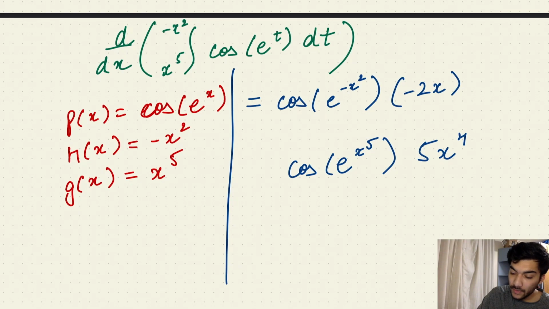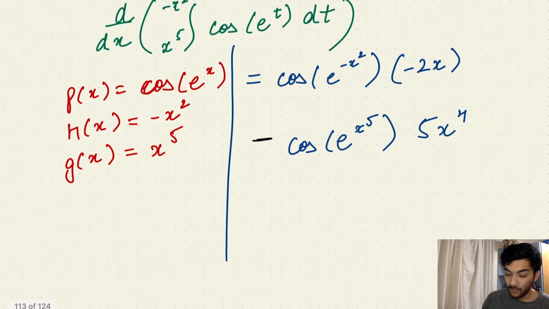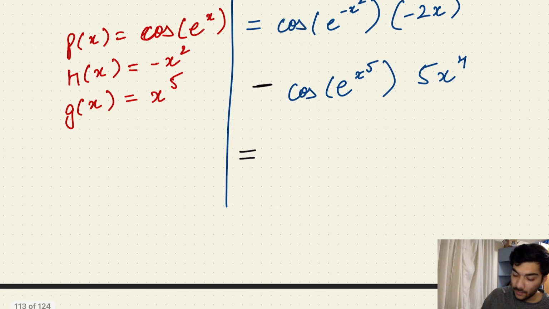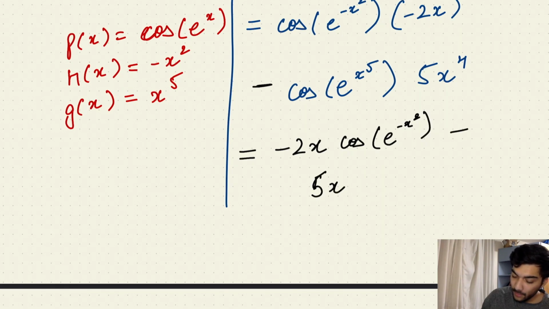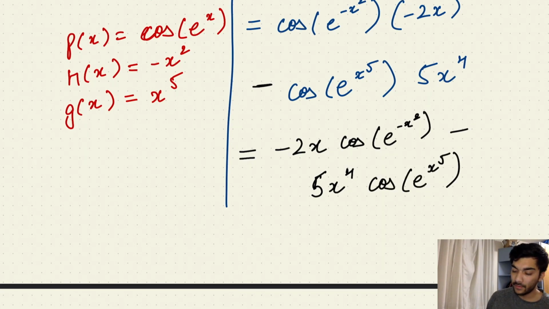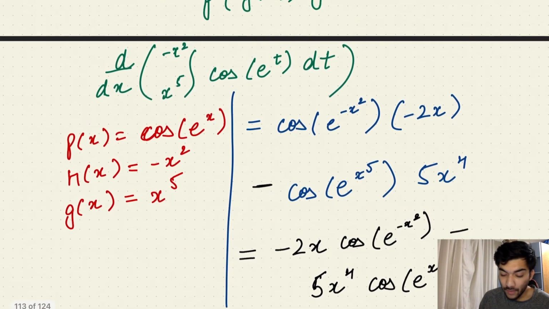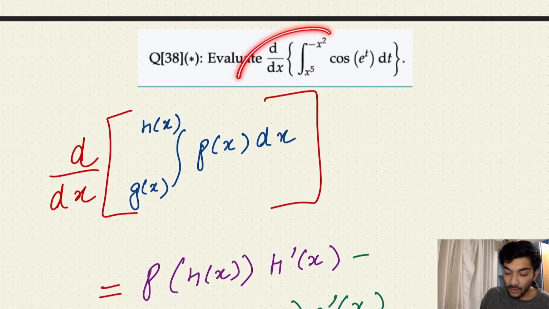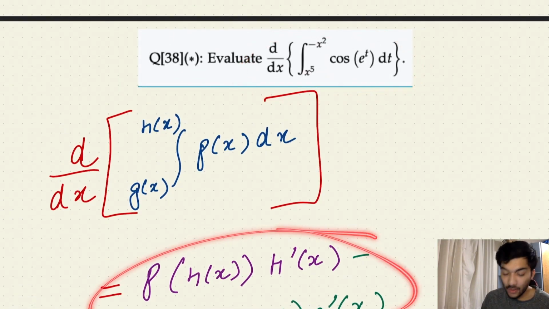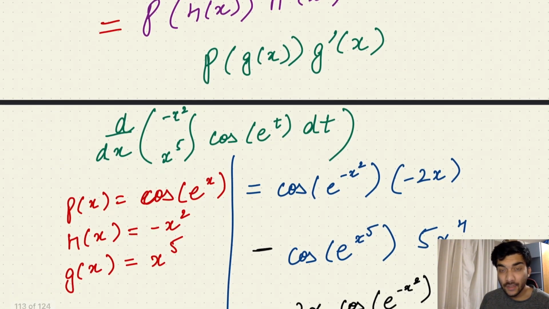And now since we have both of these expressions, in order to calculate the final answer, we will subtract both of these expressions. When you do that, your final answer will become minus 2x cos of e to the power minus x square minus 5x to the power 4 cos of e to the power x to the power 5. So this is our final answer, and you would have clearly noticed that if we knew the approach on how to solve the derivative of a definite integral using this formula, the process to solve this question was pretty simple, right?